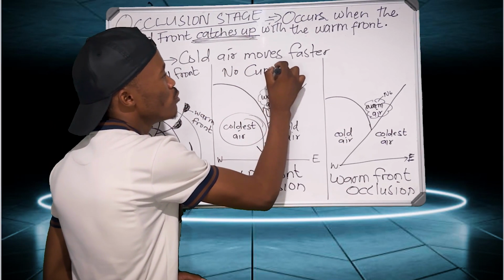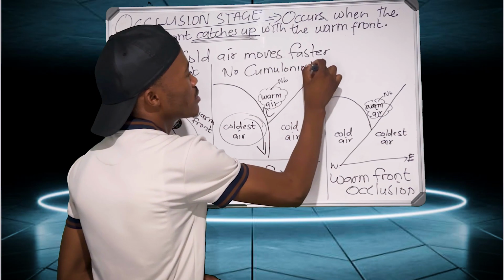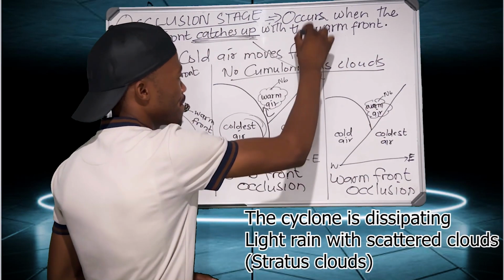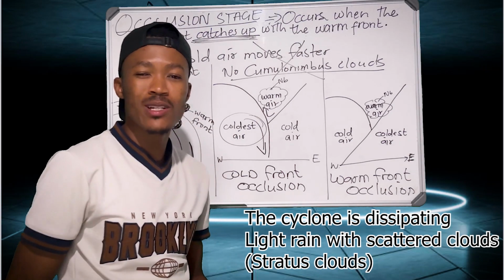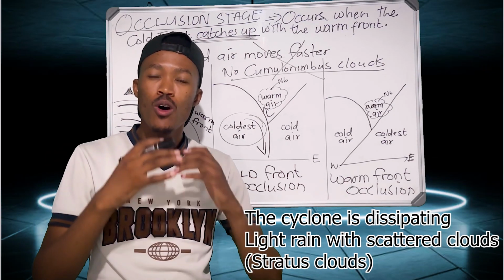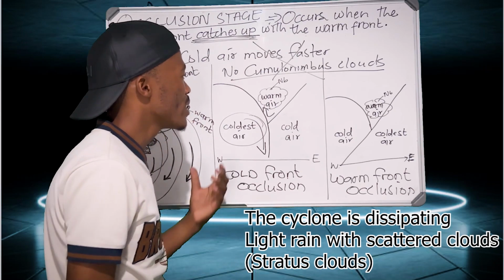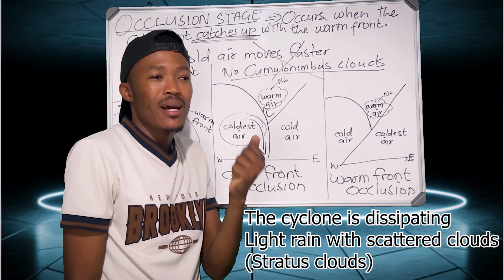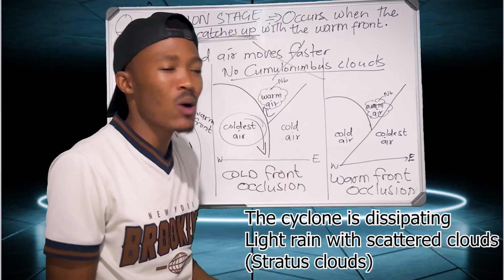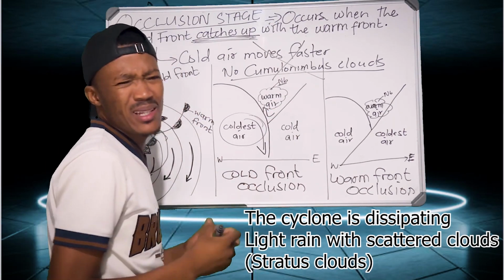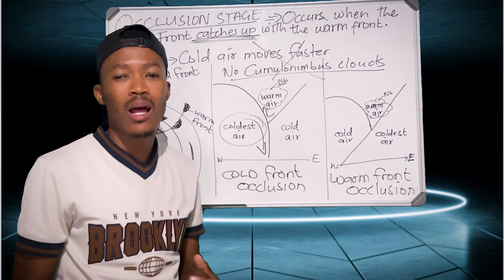No cumulonimbus clouds. In the occlusion stage, there are no cumulonimbus clouds. What we have there are light rainfall-bearing clouds. This can be your nimbostratus cloud or your altostratus clouds.